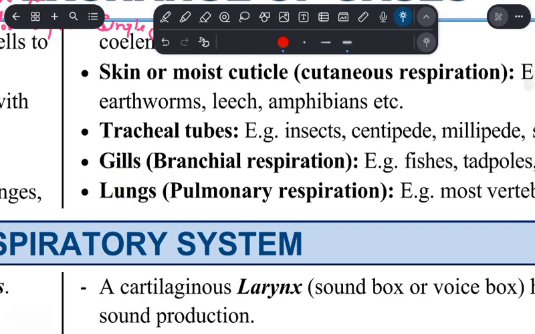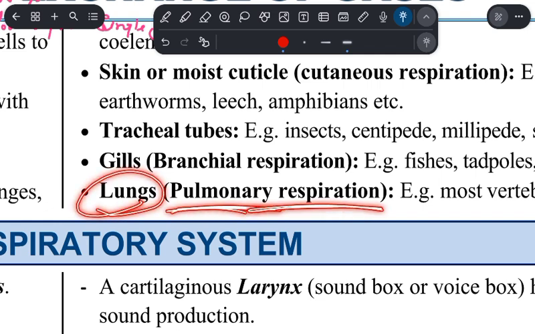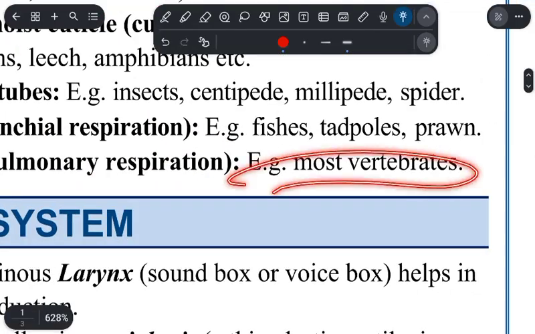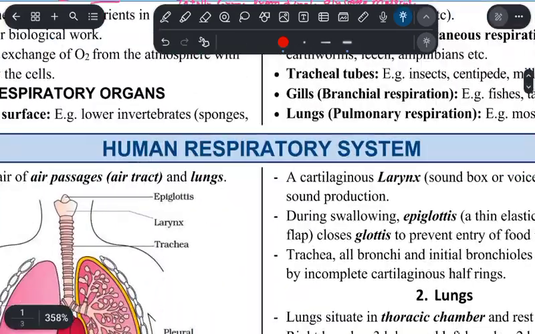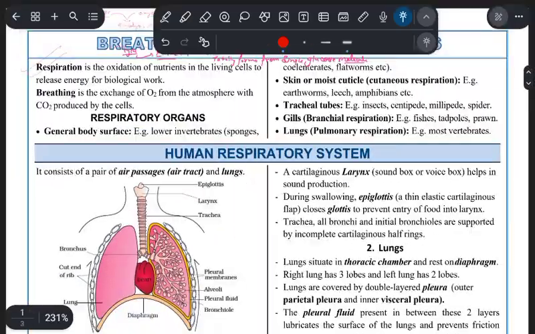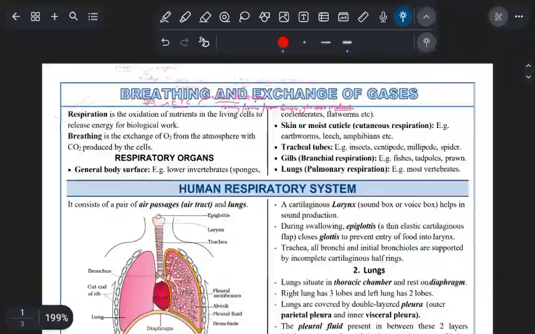Lungs. Lungs, also known as pulmonary, and respiration through lungs is called pulmonary respiration. Most vertebrates have pulmonary respiration. That's it. Now we will revise it. Okay. So this was all.